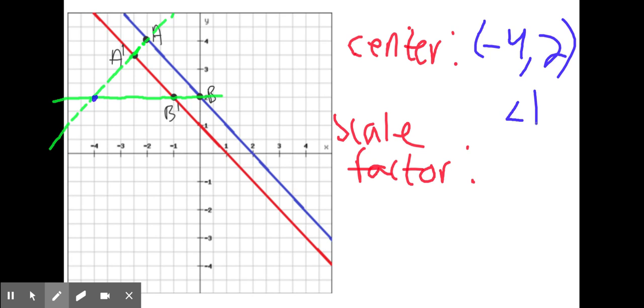When we go to actually find the scale factor, what you're looking at is basically what is the ratio between the distance to the image versus the pre-image.